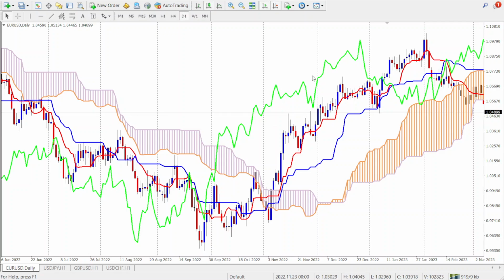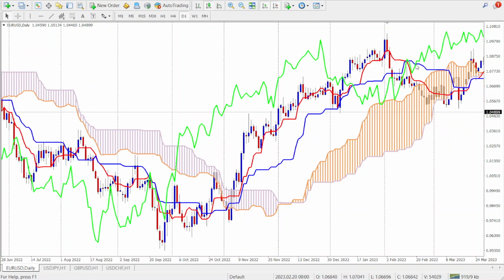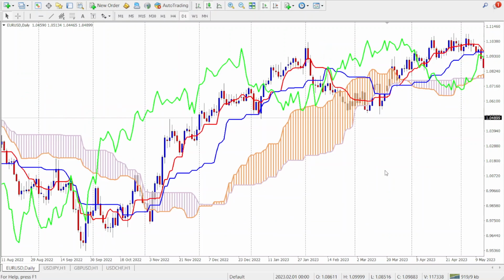This means the trend has room to continue. And then for your entry and stop loss, you can enter after a successful breakout and place your stop below the cloud.